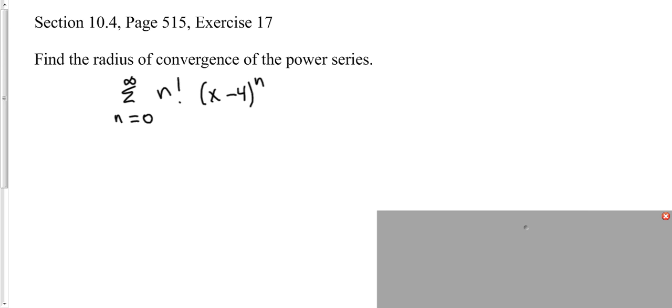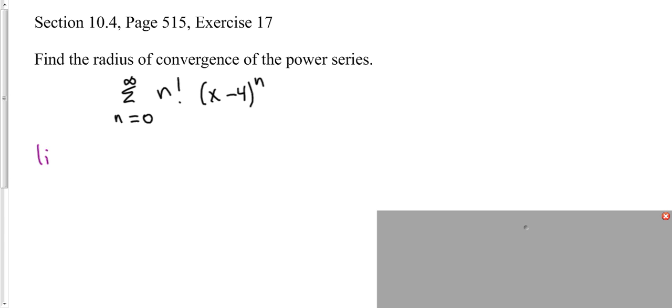Now, again, we're probably going to want to apply the ratio test, but there could be negative terms in this series if x is less than 4 and n is equal to an odd number. So we're going to take the absolute value again when we apply the ratio test. And remember that if the series converges absolutely, then the original series is going to converge as well. So let's start by applying the ratio test.